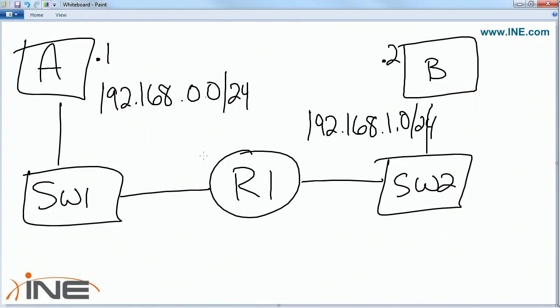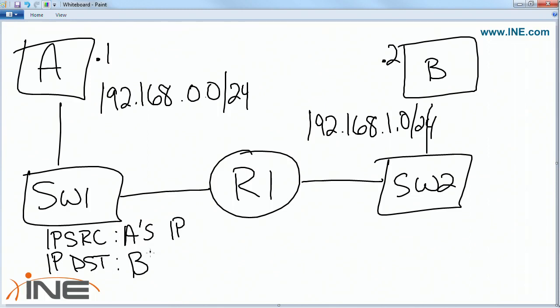The layer 3 IP packet is going to look the same whether we're sending it over the same LAN or whether we're sending it over the routed network. So when A does the IP source address, it's going to be A's IP. The IP destination address is going to be B's IP.